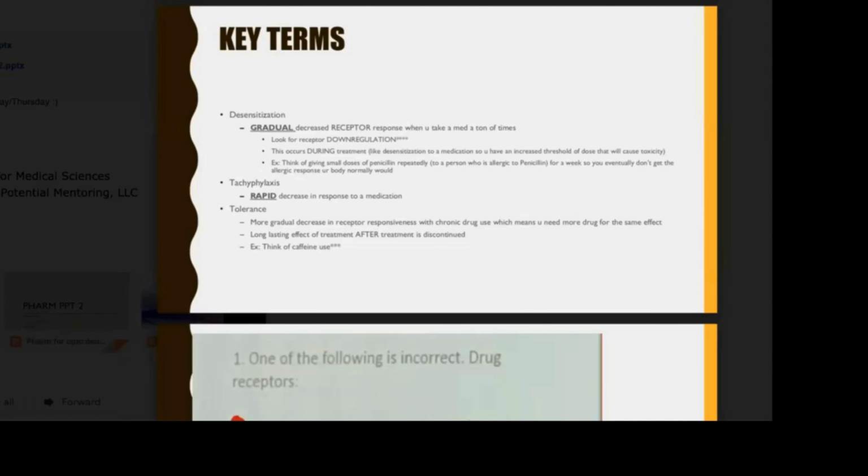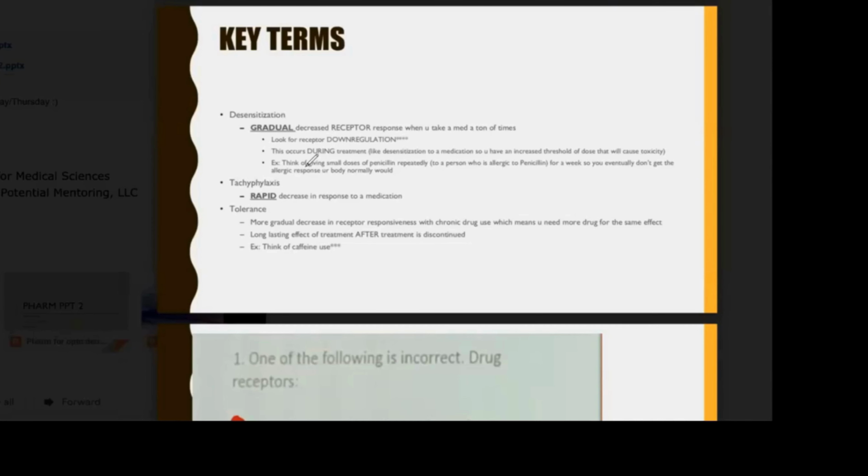So tolerance happens, basically you have the receptors become a little bit less responsive over time with chronic use. So the receptors have gotten so used to it, you're going to end up having them not get as excited, not respond to the drug as much. So you're going to need more drug to have the same effect. This can be long lasting even after treatment is discontinued.